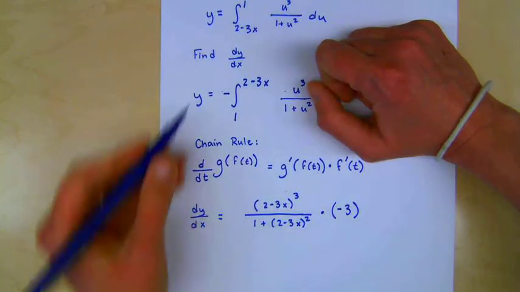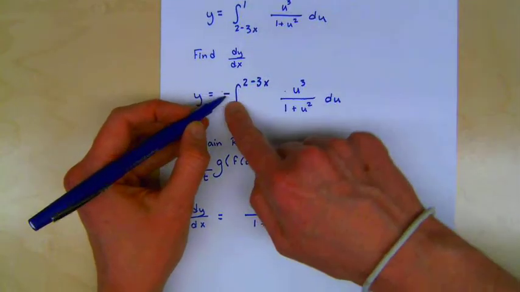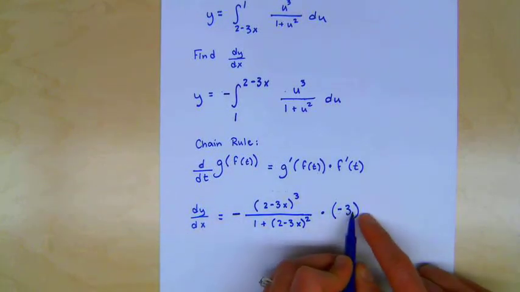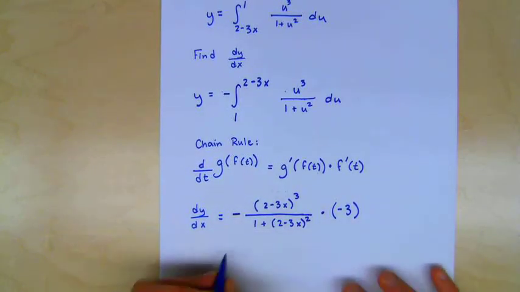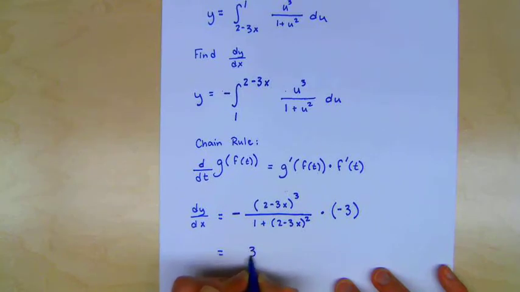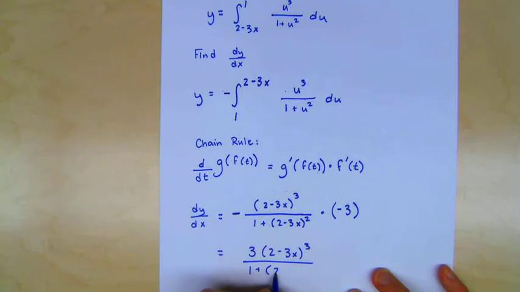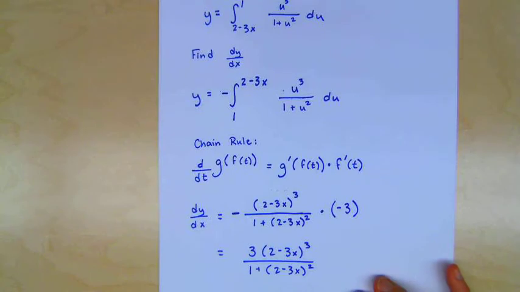And I almost forgot that when we flip the bounds, we got this negative sign. So we have the negative of negative 3 times this whole thing, which will just simplify to 3 times (2 minus 3x) cubed, all divided by 1 plus (2 minus 3x), all squared. And that's our answer.